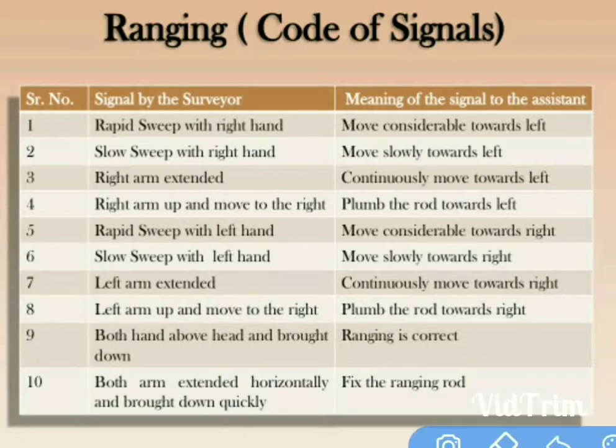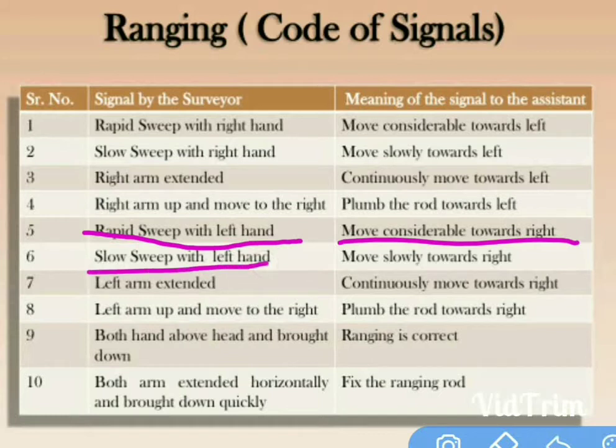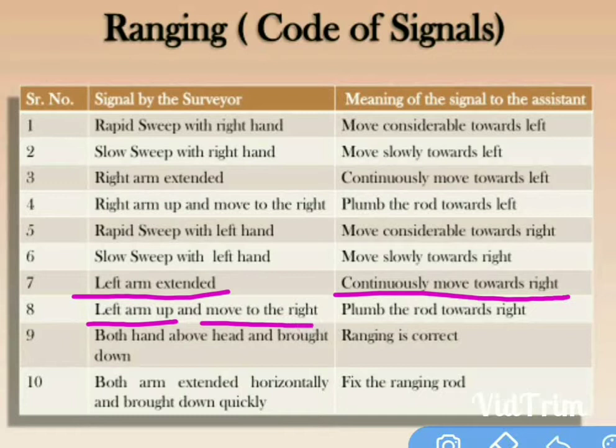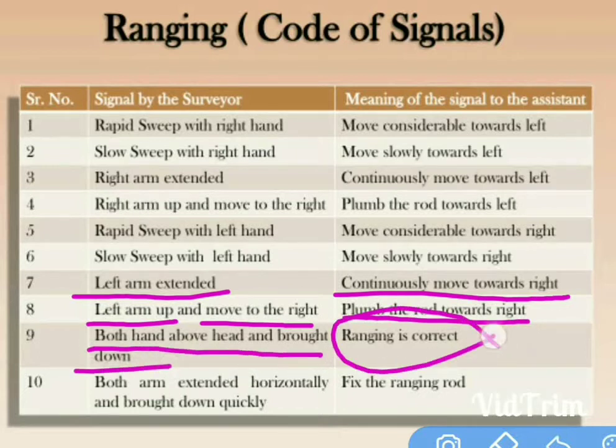Next, already we saw rapid sweep with the left hand, move considerably towards the right. Slow sweep with the left hand, move slowly towards the right. Clear? Opposite. Next, left arm extended, so here continuously we have to move towards the right. Clear? Left arm up and move to the right, then plumb the rod towards the right.